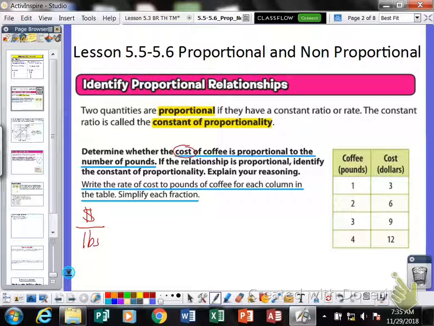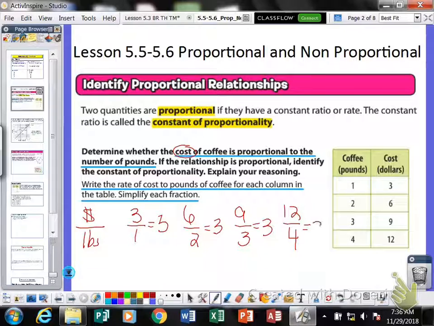Well, let's see. We take the first one. The cost is $3 for 1 pound, so 3 over 1 equals 3. Then we take the second one. The cost is 6 for 2 pounds, so 6 over 2 reduces to 3. We take the next one, 9 over 3 equals 3. And then the last one, 12 over 4 equals 3.